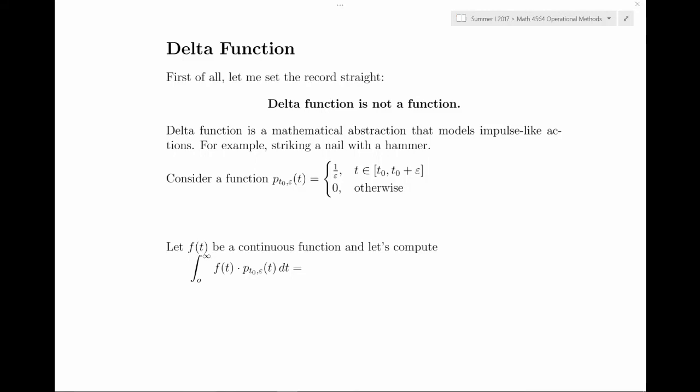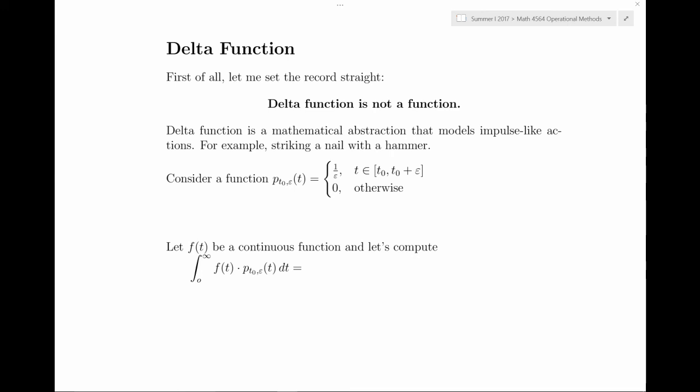Today we're talking about the delta function in modeling systems with shock-like inputs. First I want to get one thing out of the way. Despite its name, the delta function is not a function. The delta function is a mathematical object that is used to model shock-like phenomena.